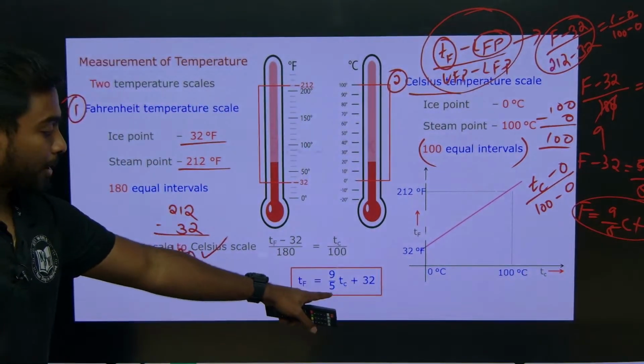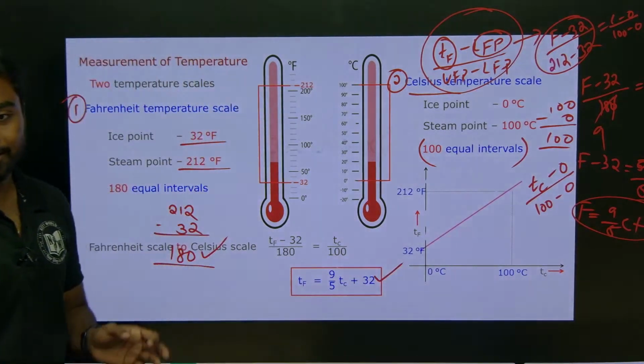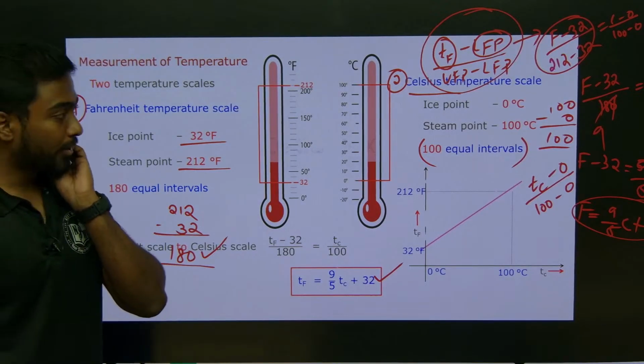F is equal to 9 by 5 C plus 32. So this is the relation between the Fahrenheit scale and the Celsius scale. Got it? You can take a note of this.